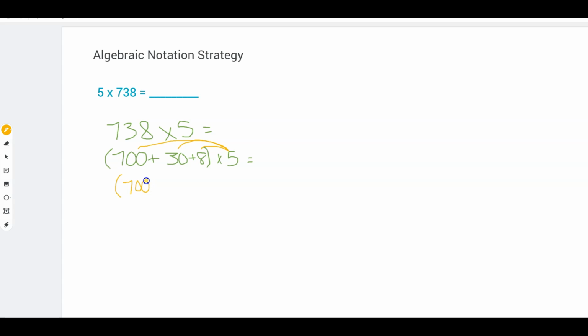700 times 5 is added to 30 times 5, which is then added to 8 times 5. Again, this is what we call the distributive property. Notice 5 is being distributed to each one of the values of 8, 3, and 7, or 5 is being distributed to each part of the expanded form of 738.